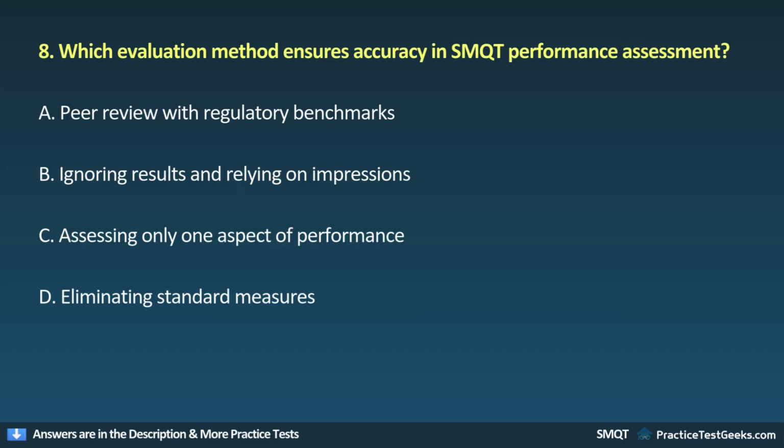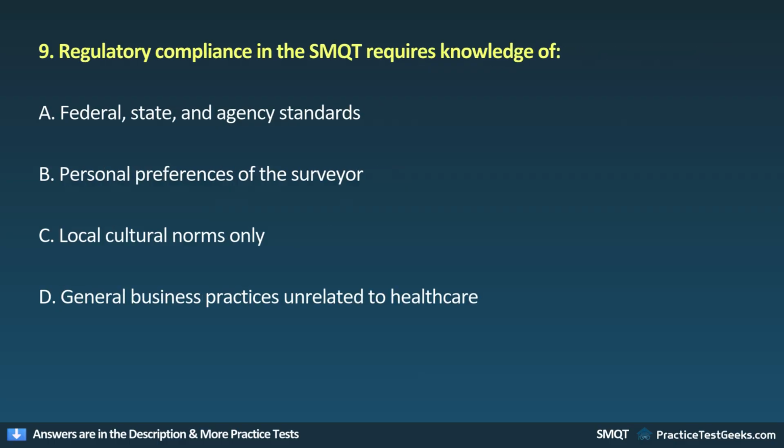8. Which evaluation method ensures accuracy in SMQT performance assessment? A. Peer review with regulatory benchmarks. B. Ignoring results and relying on impressions. C. Assessing only one aspect of performance. D. Eliminating standard measures.